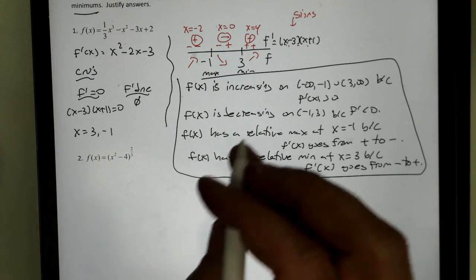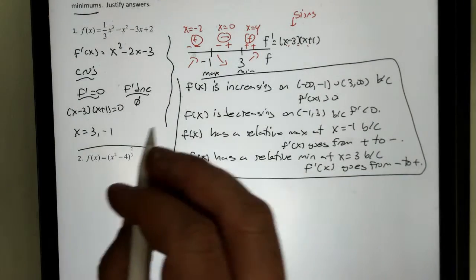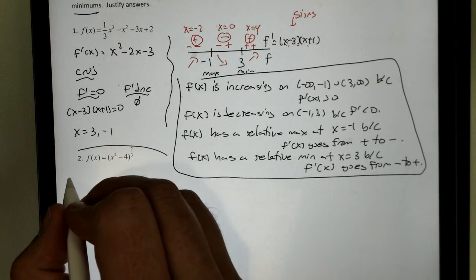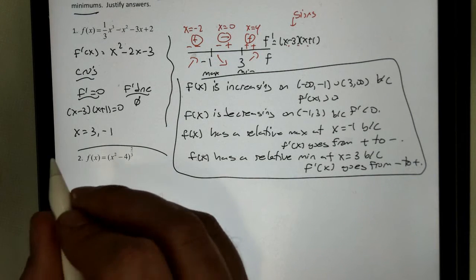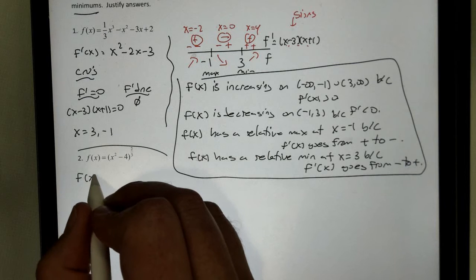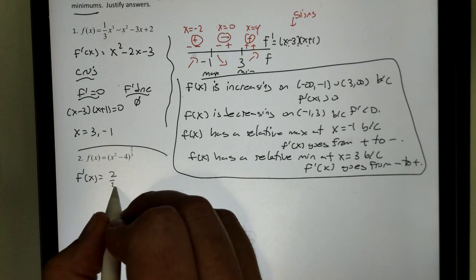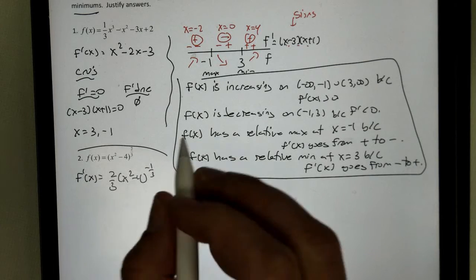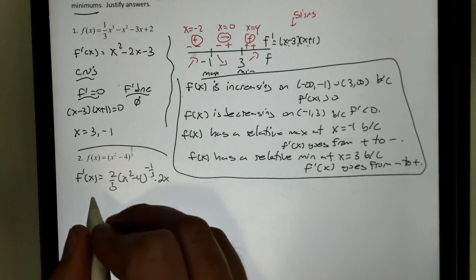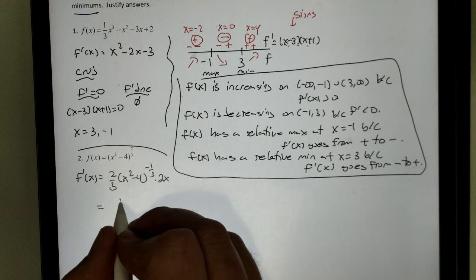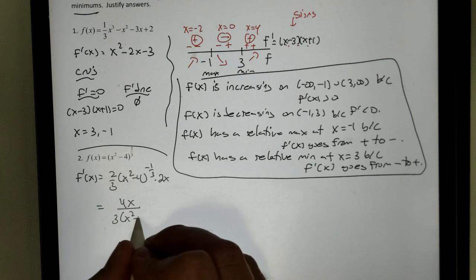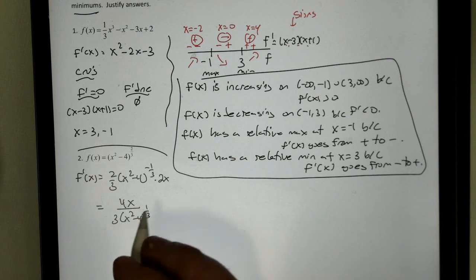All right, let's take a look at the next one. Okay, hopefully this won't take as long. So we know we got to take the derivative. So I want to find out where this is increasing. This is going to be a chain rule problem, so be careful. F prime of x, we get 2/3 x squared minus 4 to the negative 1/3 times 2x. Don't forget the chain rule. This becomes 4x over 3 x squared minus 4 to the 1/3.